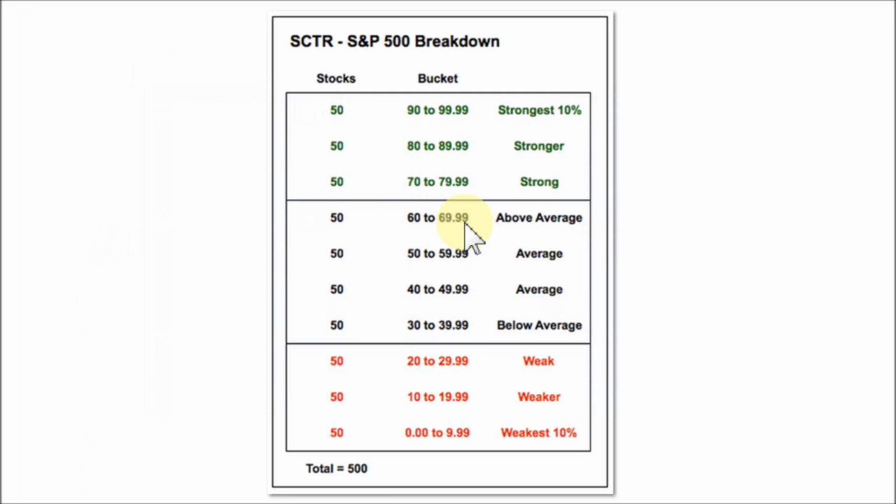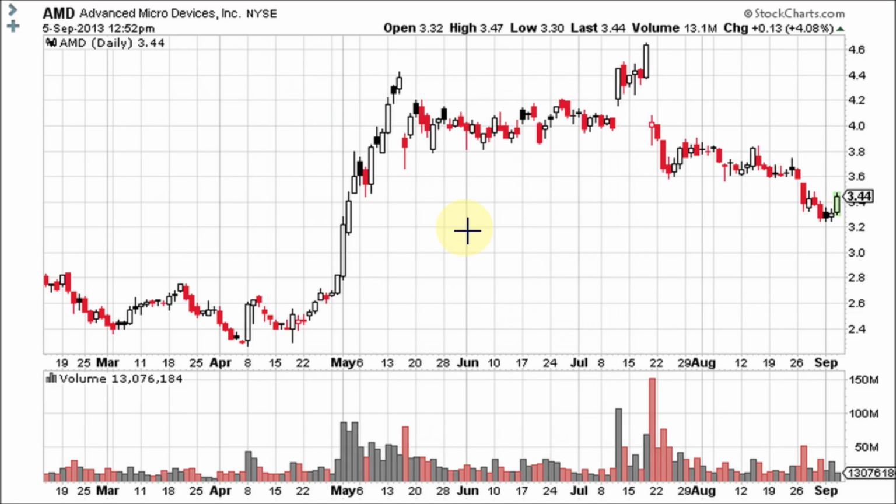The indicator scores are then calculated, and a technical rank is assigned to each stock. So, in the example of the SCTRs for the S&P 500, there would be 10 groups of 50 stocks, with 50 stocks in the weakest 10% and 50 stocks in the strongest 10%, and the rest falling in between according to their SCTR ranking.